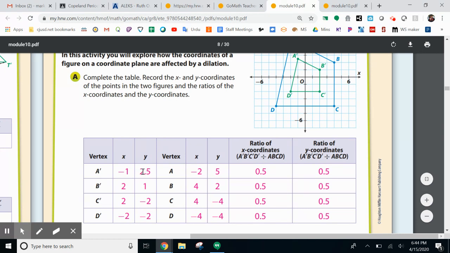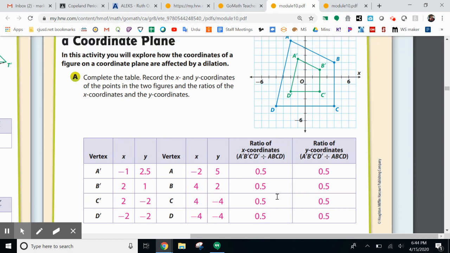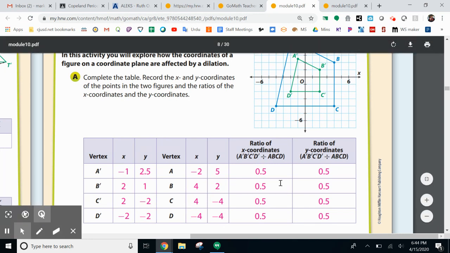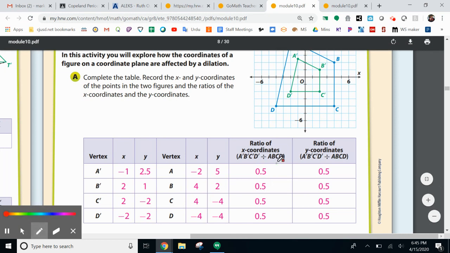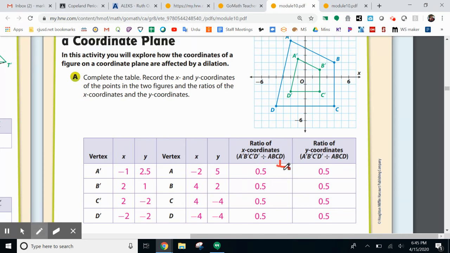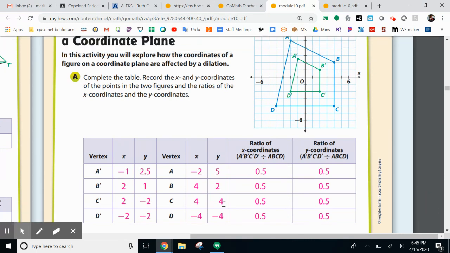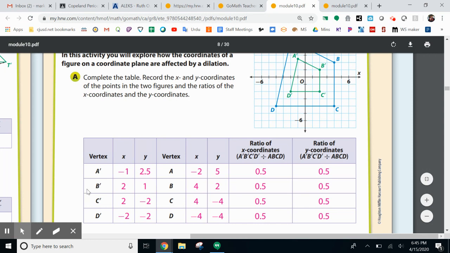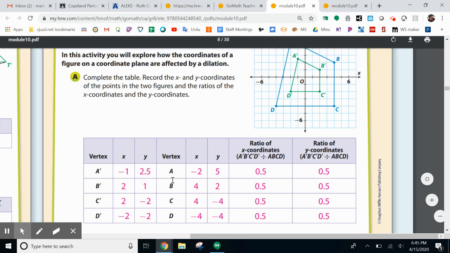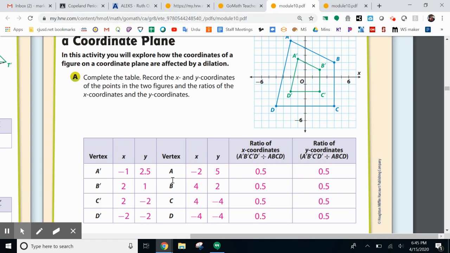5 becomes 2.5. -2 becomes -1. -4 becomes -2. These are all getting divided by 2, so you can put a half, the fraction, like I did before, or you can put this decimal, 0.5. Both of these are correct answers in this case, okay? And what happens a lot is if you get bigger, you're going to be multiplying by numbers that are greater than 1, okay, to make things bigger. But if you use numbers smaller than 1, it'll get smaller.